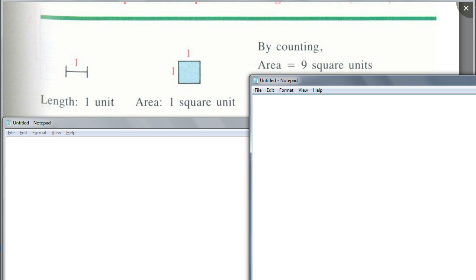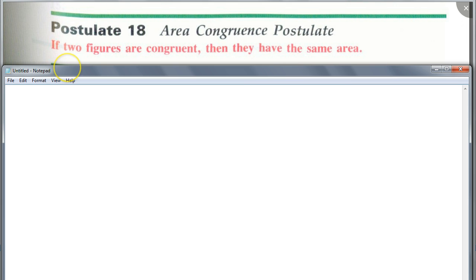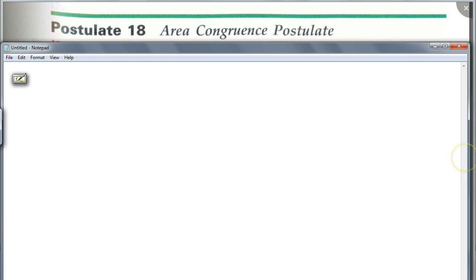All right, so let's move on to the other postulate. Okay, here we go. Before I show it to you, it's got a name. It's called the area congruence postulate. I bet a lot of you can guess what this postulate is going to say because the name kind of gives it away. Anybody want to guess what this might be here? Eric, what do you think? Area congruence postulate.